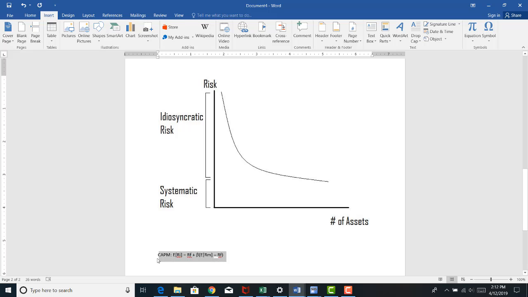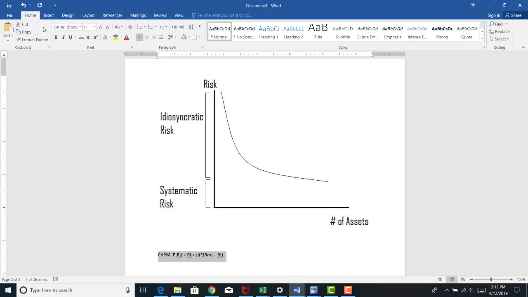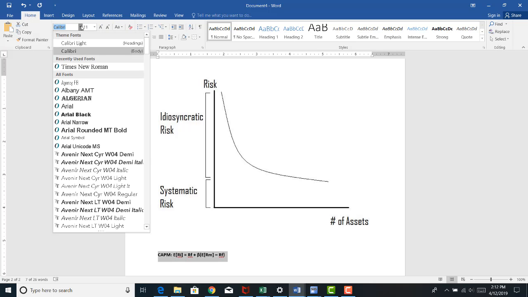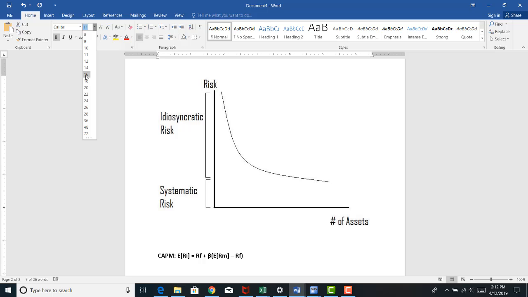That formula right there, I'm going to bold it. I'll increase the size of it. I need you to understand it. The capital asset pricing model gives us a theoretical justification for pricing risk in the expected returns of stocks. And the only risk that matters is this measure of beta. So let me tell you how beta measures systematic risk.